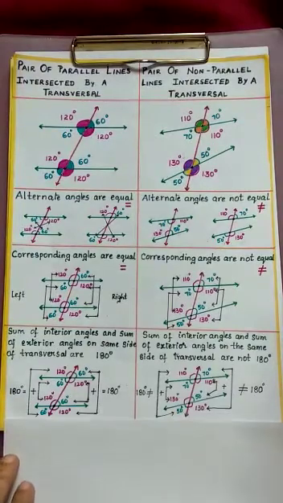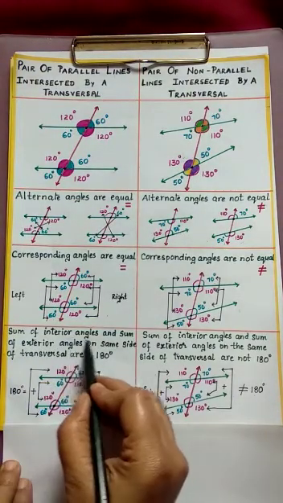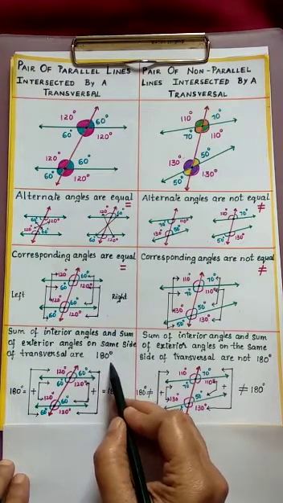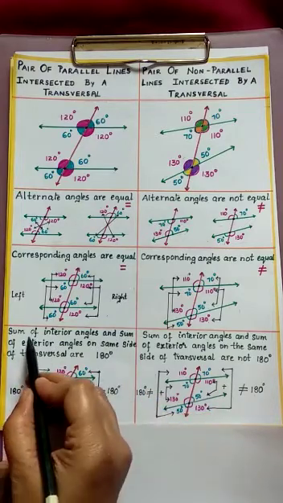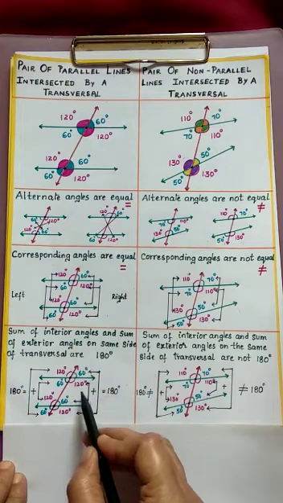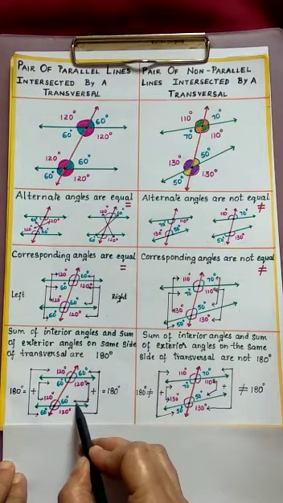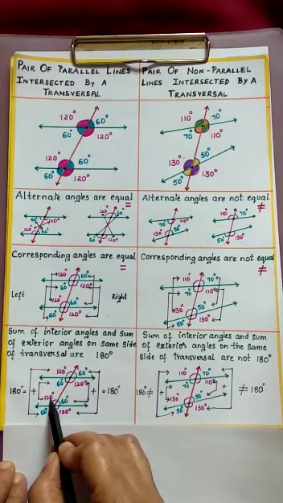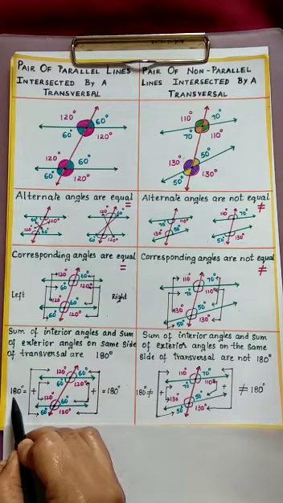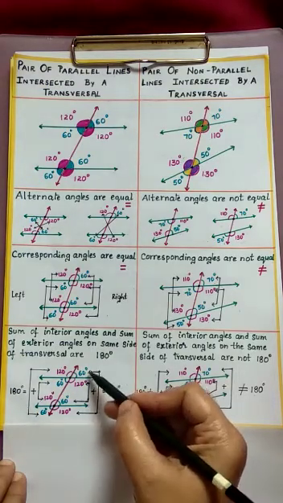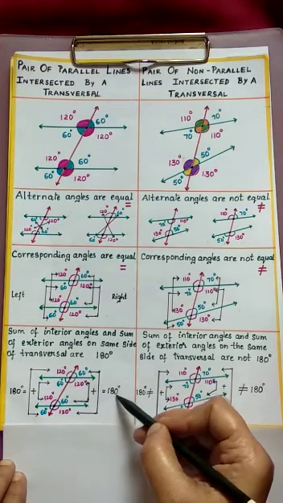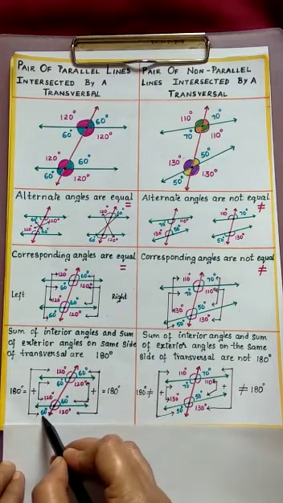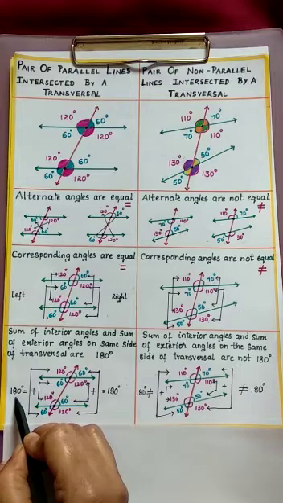Now come to the last property. The sum of interior angles and the sum of exterior angles on the same side of the transversal are 180 degrees. It means they are supplementary. Now the sum of interior angles on the same side of the transversal means 120 degrees and 60 degrees, together 180 degrees. On the left side, 60 degrees plus 120 degrees is also 180 degrees. Now the sum of exterior angles, 60 degrees and 120 degrees, gives 180 degrees. Similarly, here 120 degrees plus 60 degrees is also 180 degrees.